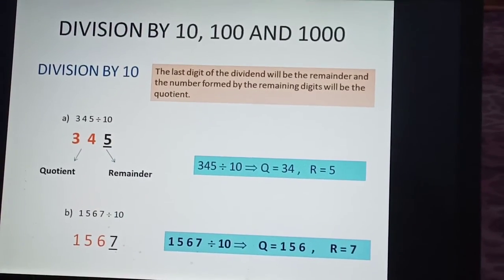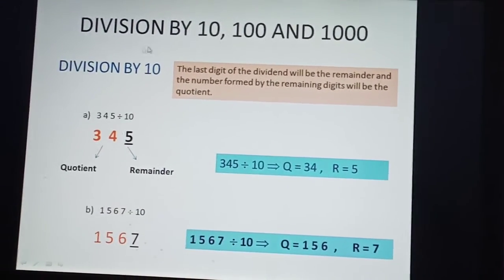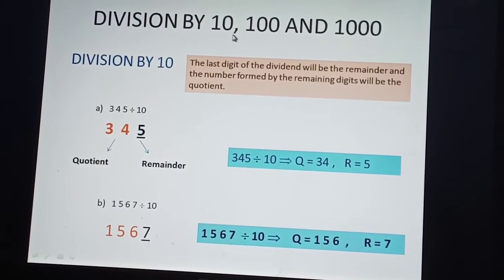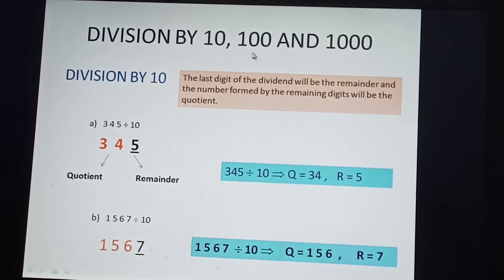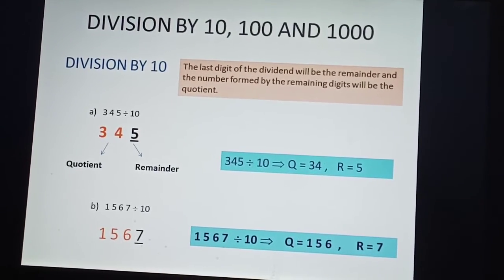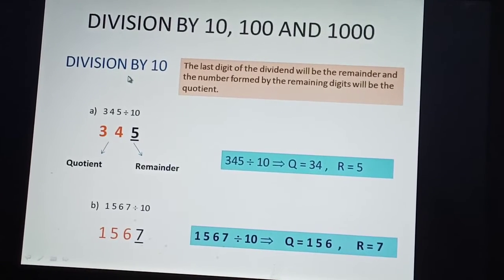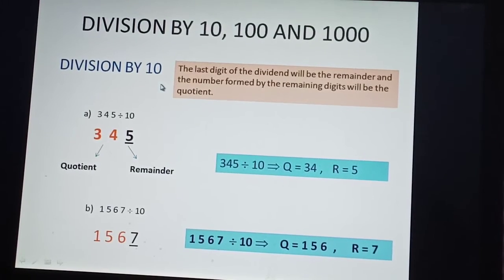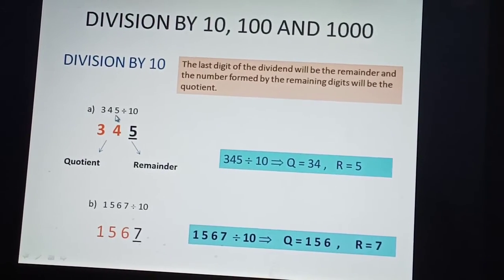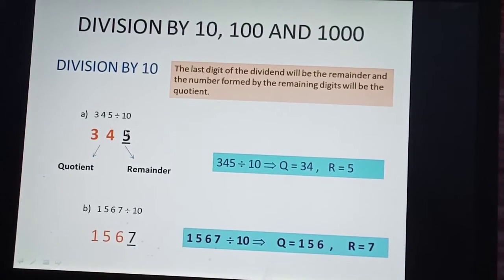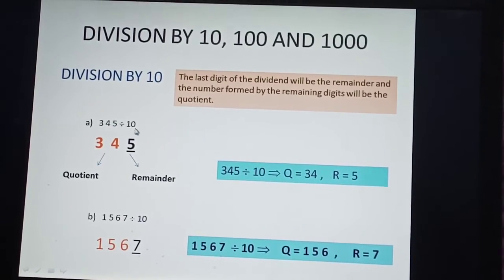Now let us take the topic division by 10, 100 and 1000. We need not perform the actual division for 10, 100 and 1000. We have a shortcut and we will learn what is the shortcut of division by 10, 100 and 1000. First of all, division by 10. In division by 10, the last digit will be the remainder. What you all need to do is underline as many digits as many zeros are there.